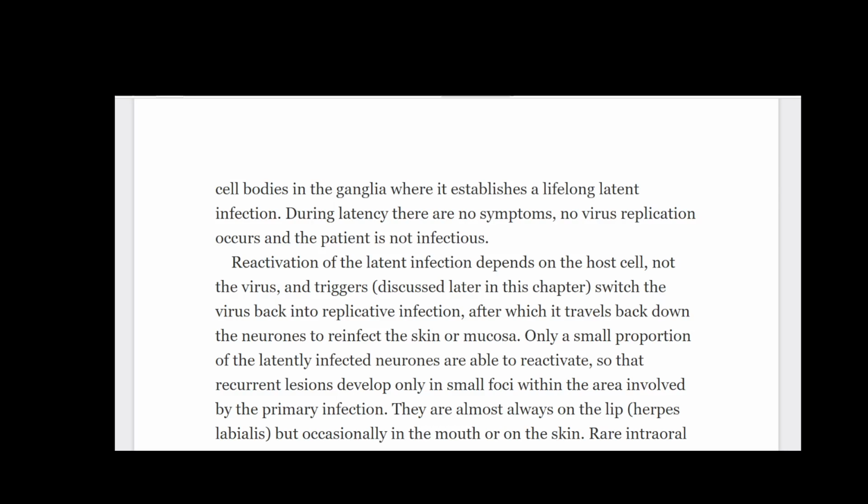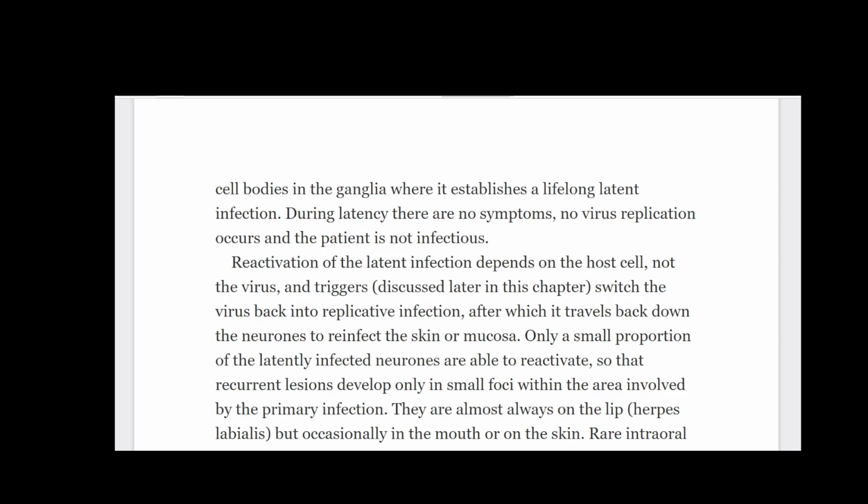During latency there are no symptoms, no virus replication occurs and the patient is not infectious. Reactivation of the latent infection depends on the host cell, not the virus, and triggers, discussed later in this chapter, switch the virus back into replicative infection, after which it travels back down the neurons to reinfect the skin or mucosa. Only a small proportion of the latently infected neurons are able to reactivate, so that recurrent lesions develop only in small foci within the area involved by the primary infection.